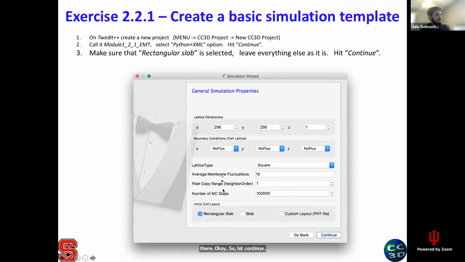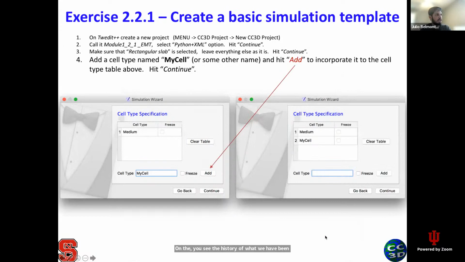Then on this splash screen about the lattice dimensions and the way you initialize, this time you don't need to change anything. Let's just leave it as is and hit continue, okay? So again, as always, the previous steps are still mentioned here, you see the history of what we have been doing. Hit continue. Back, you go to the next wizard.